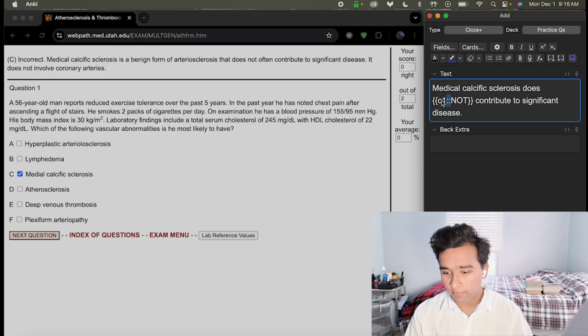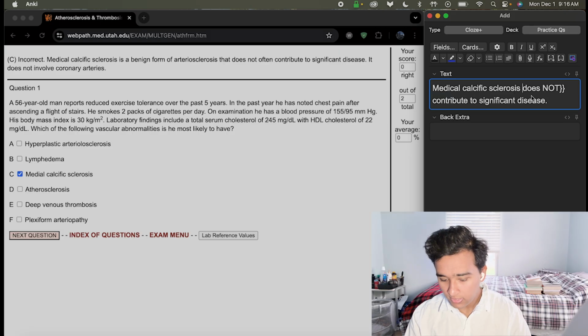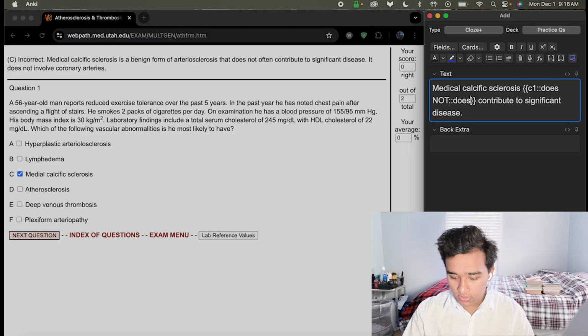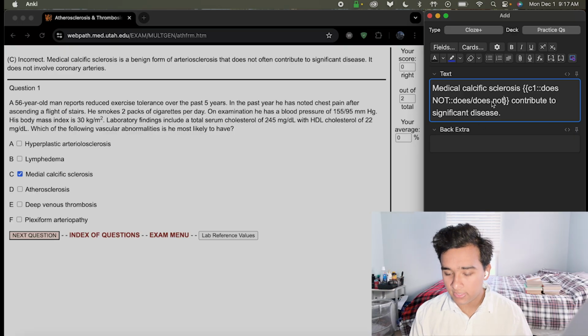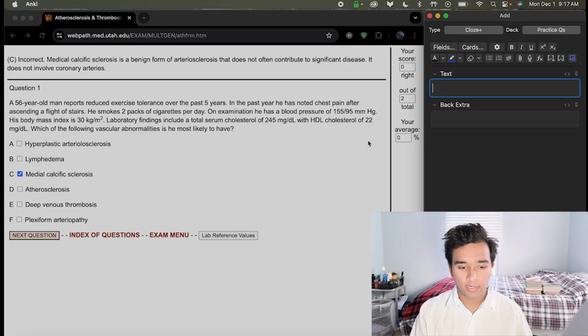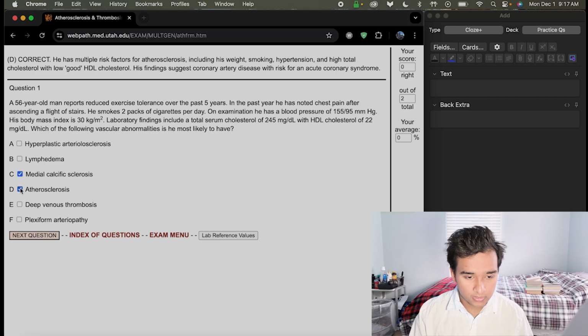So for example, I might do this. Does not, and then if you add 2 colons, you can do does not. There we go. I'll show you what it looks like when we do these flashcards in a second. But boom, this is exactly what it might look like. Medial calcific sclerosis does or does not contribute to significant disease. Boom, that's a card.